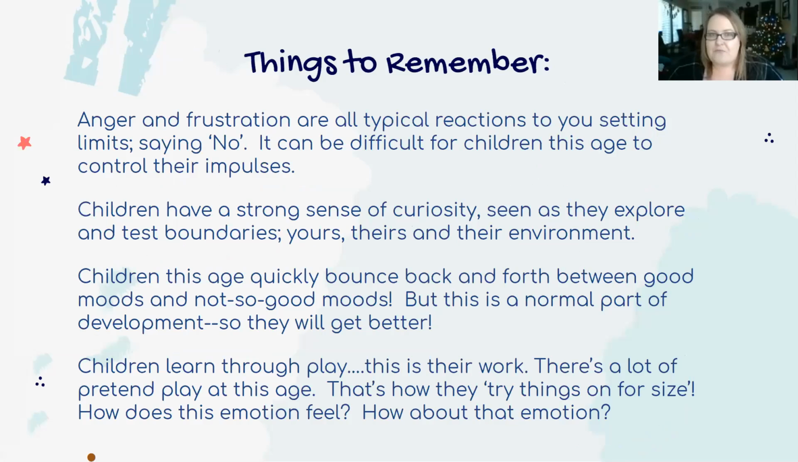Anger and frustration really are typical reactions in children ages 2 to 5, especially to setting limits or when we say no. It can be really difficult for children this age to hear those words, to understand what that means and to understand the why, and then also to control their impulses. Children have a really strong sense of curiosity, so they really want to explore and test boundaries, especially your boundaries for them. So their boundaries, your boundaries, and test the environment that they're living in.